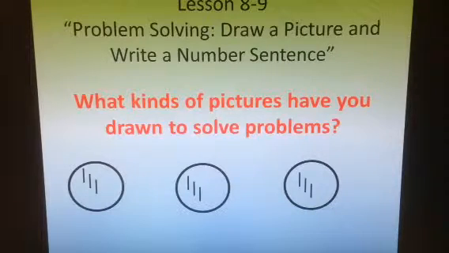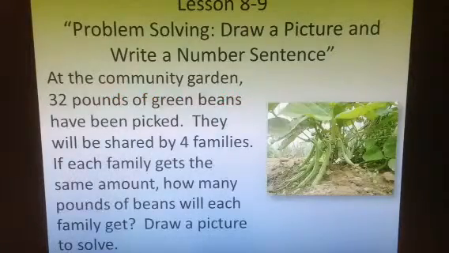What kinds of pictures have you drawn to solve problems? Students said they might do a drawing like this to show a division problem, or they could use a part-whole map for several different kinds of problems, or they could do an array for multiplication, or even for division probably.